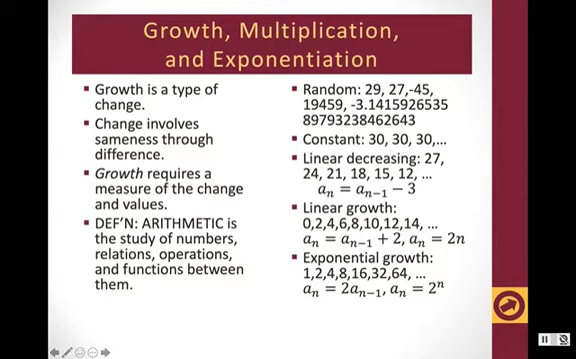This can be represented by the fact that each entry in this last sequence, a sub n, is 2 times the previous entry. Or another way we can represent this is by saying that each entry, a sub n, is 2 raised to the exponent n for all n greater than or equal to 0. So, 2 to the 0 power is 1, 2 to the first power is 2, 2 to the second power is 4, 2 to the third power is 8, 2 to the fourth power is 16, and so on, and that's exponential growth.